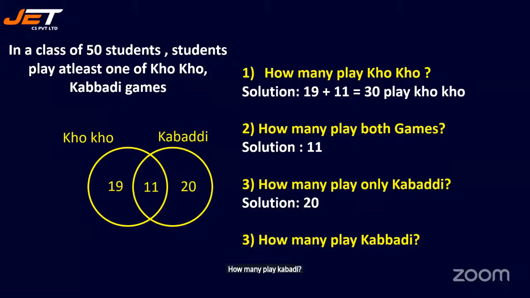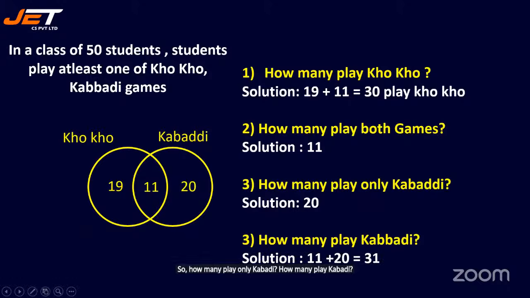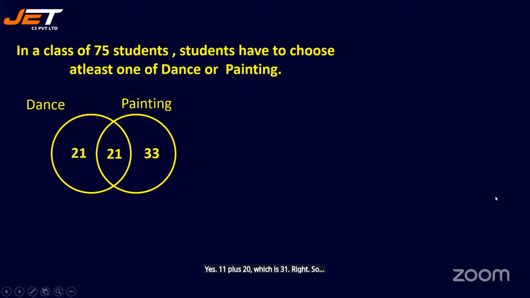So how many play only kabaddi? How many play kabaddi? Right? The question actually, we should understand the question and then give the answer. How many play only kabaddi is 20. How many play kabaddi is 11 plus 20, which is 31. Right. So with this, we are moving on to the next question.